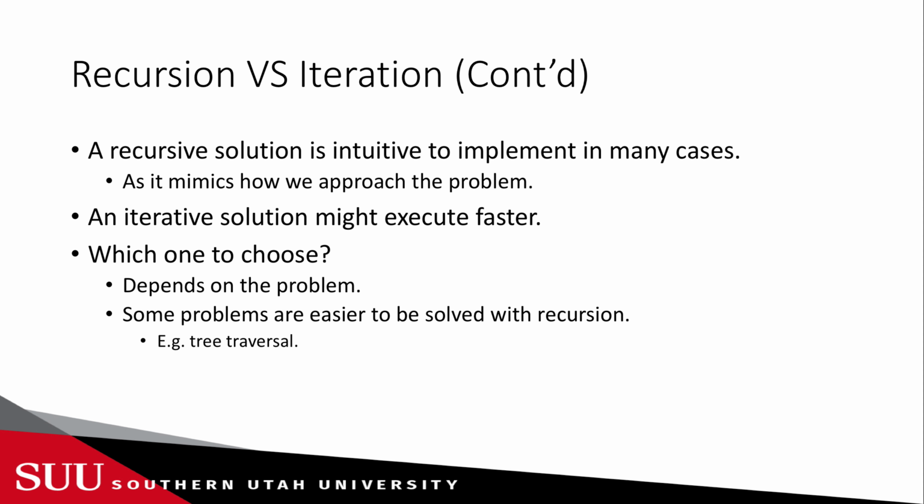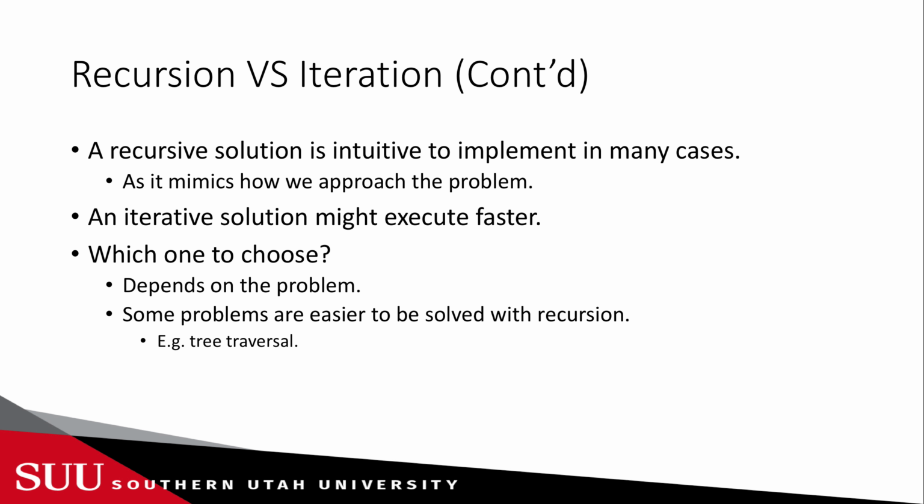So a recursive solution may be more intuitive to implement in many cases because it mimics how we think, how we approach the problem. So if we think of raising some number to some power, if the number is, let's say, 2, then I will multiply it by itself 3 times. So I'll say 2 times 2 is equal to 4 times 2 is equal to 8, and that's it. An iterative solution might execute faster.